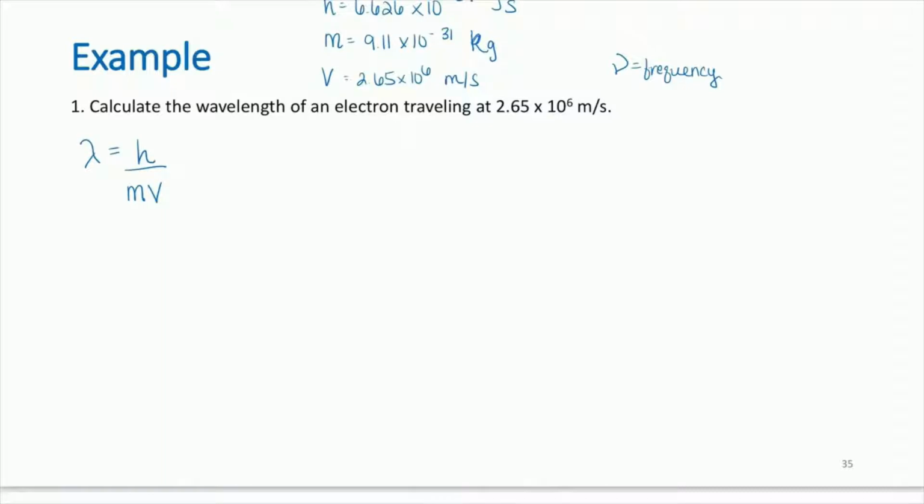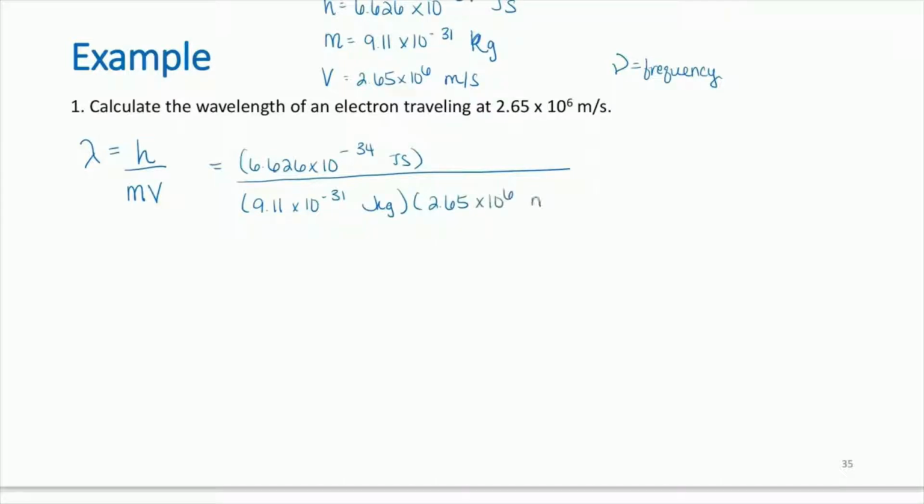So now it's just a plug and chug type thing. 6.626 times 10 to the minus 34 joule seconds divided by 9.11 times 10 to the minus 31 kilogram times 2.65 times 10 to the 6th meters per second. If I plug this in my calculator, I'm going to get an answer of 2.74 times 10 to the minus 10th meters, which I can also rewrite as 2.74 angstroms.